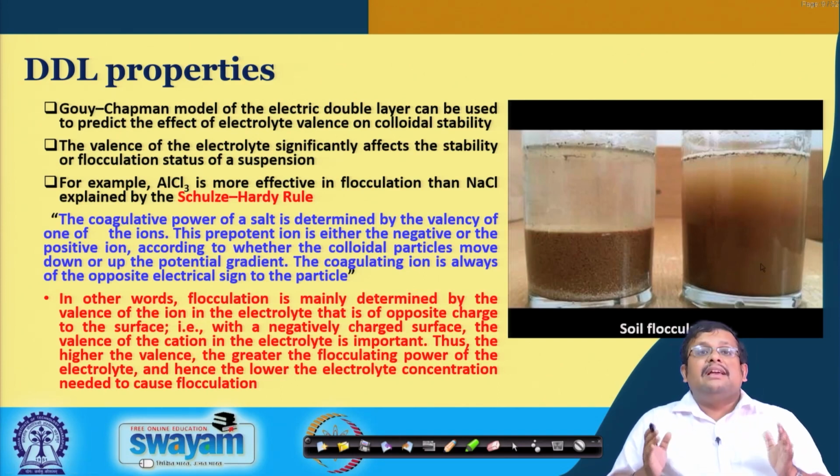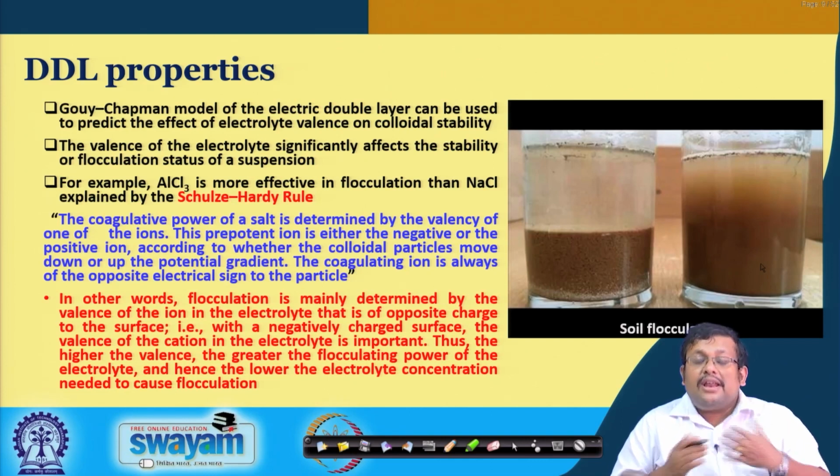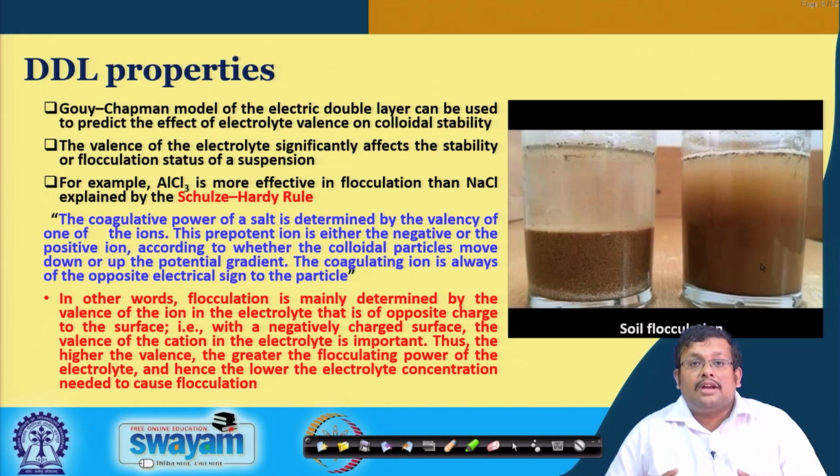So the valence of the electrolytes significantly affects the stability, or flocculation status, of the suspension. For example, if we add LaCl3, which is more effective in flocculation than sodium chloride, then flocculation will happen. So if this is a sodium chloride solution and we add LaCl3 to it, we will see flocculation of the soil particles, and this can be governed by the Schulze-Hardy rule.